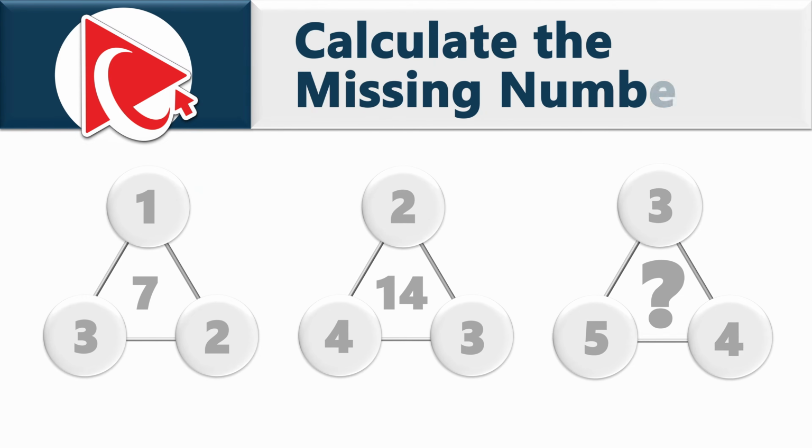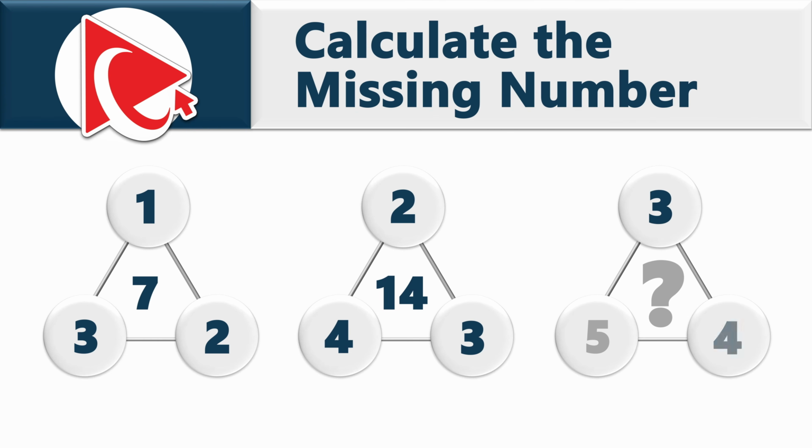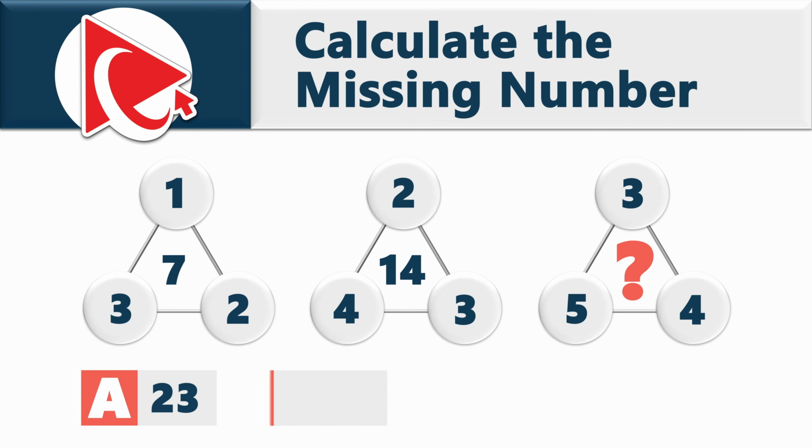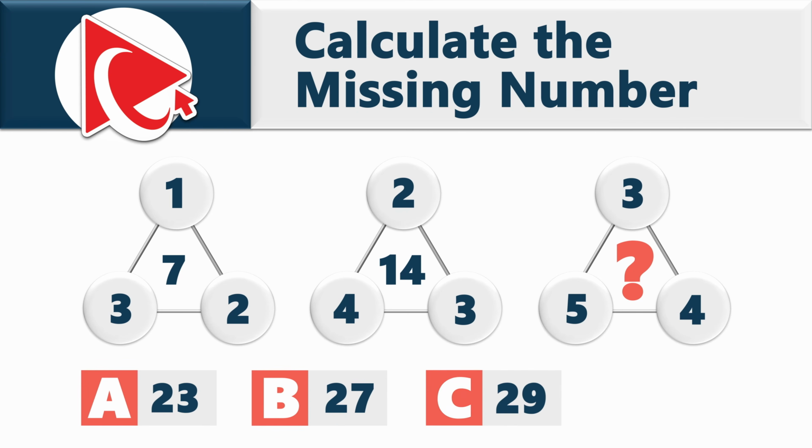You're presented with 3 triangles. Each triangle has surrounding numbers on the outside and a number in the middle. The first triangle has numbers 1, 2, 3, and then number 7 in the middle. The second triangle has numbers 2, 3, and 4, see the pattern? And then number 14 in the middle. Then the third triangle has numbers 3, 4, and 5. Again, I see the pattern repeating. And then the missing number in the middle, which you need to calculate and select out of 4 possible choices. Choice A, 23. Choice B, 27. Choice C, 29. And last but not least, choice D, 37.